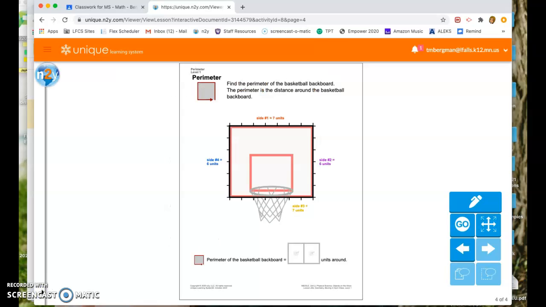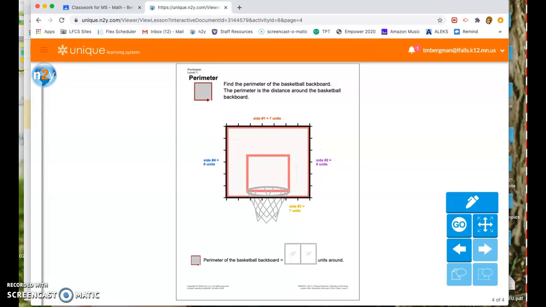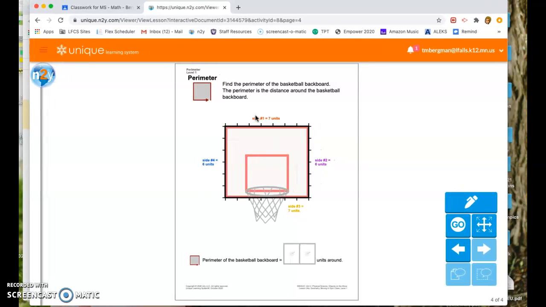Your activity might look a little bit different. Different people have different assignments, so it might look a little bit different than this, or yours might look just like this. What we're doing is finding the perimeter of the basketball backboard. So the backboard is this part back here. The perimeter is the distance around. So what we're going to do is add all of these up.